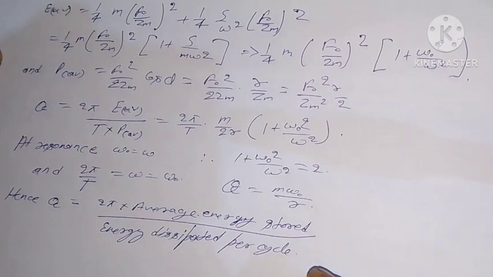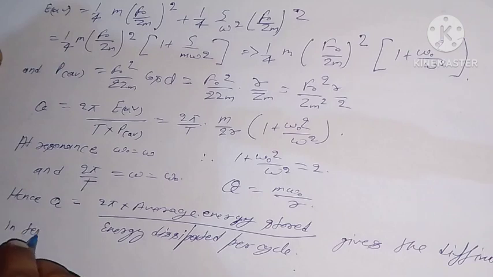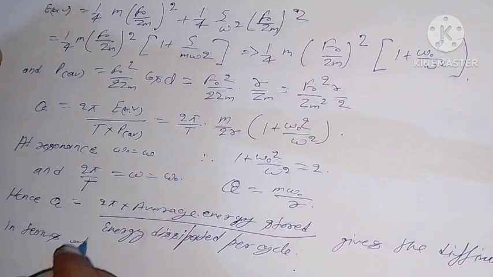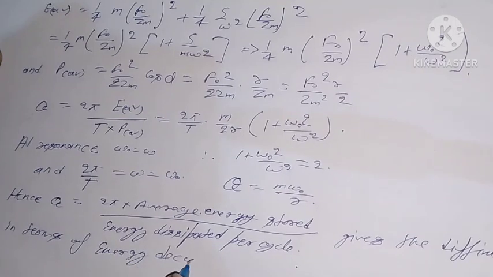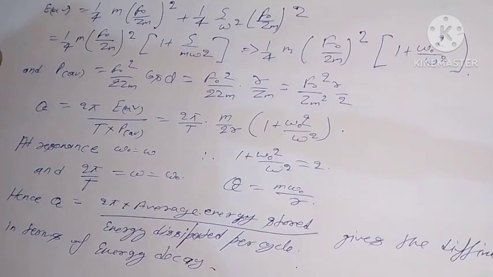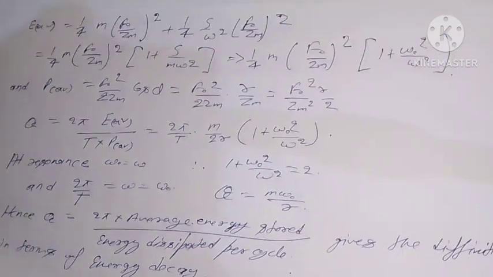Energy dissipated per cycle gives the definition of Q in terms of energy decay.